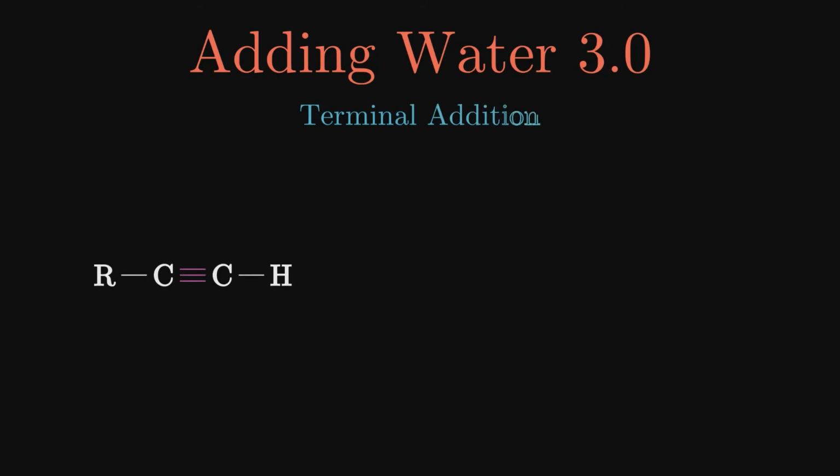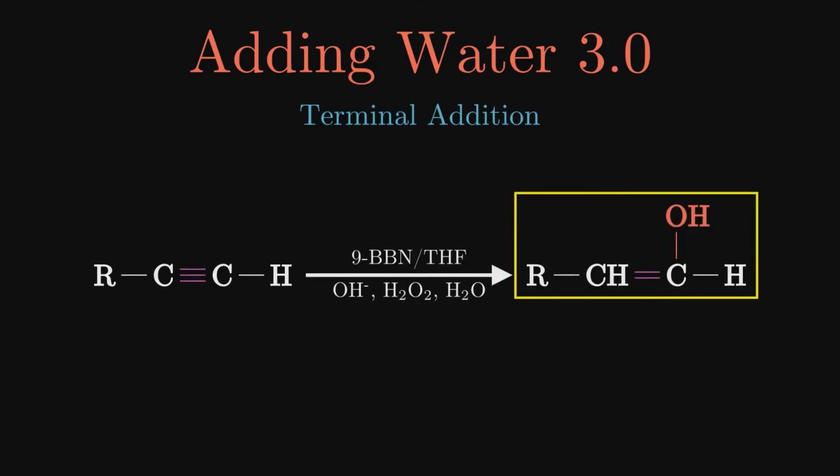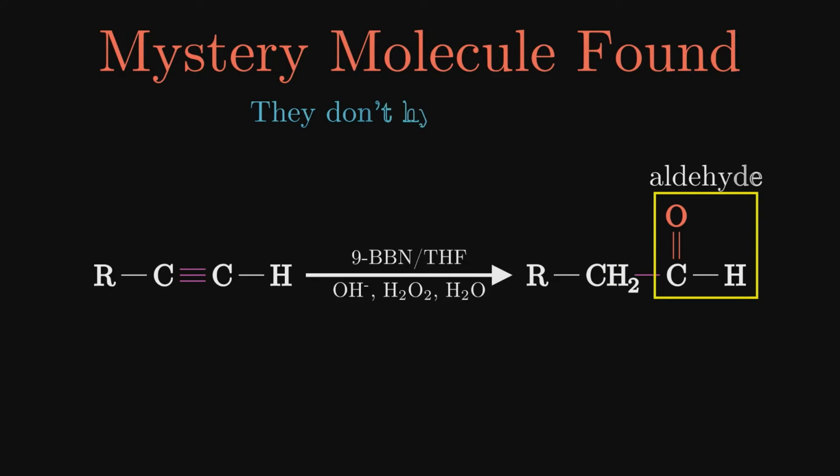Now that we can return our focus to actually adding the water, remember that the process for alkenes flipped the script on where the OH landed. This means for terminal alkynes, the OH ends up on the primary carbon, resulting in an enol. We know enols tautomerize, except we do not get a ketone when it happens here. This structure is known as an aldehyde. We have found the mystery molecule I alluded to in the previous video.